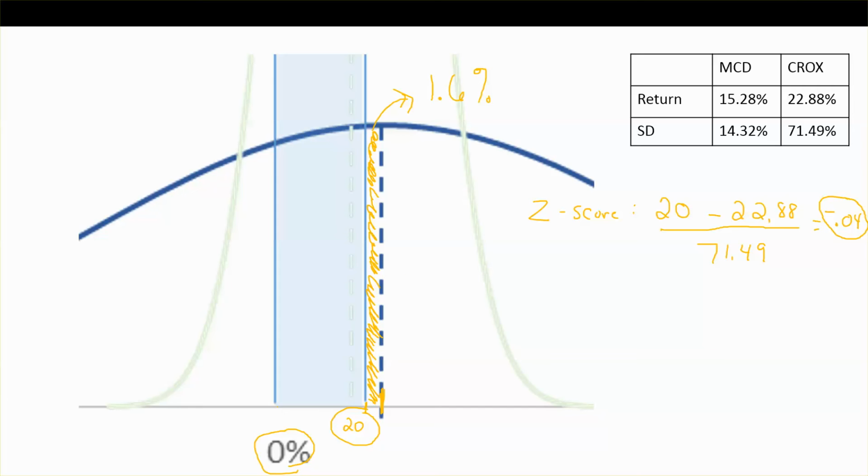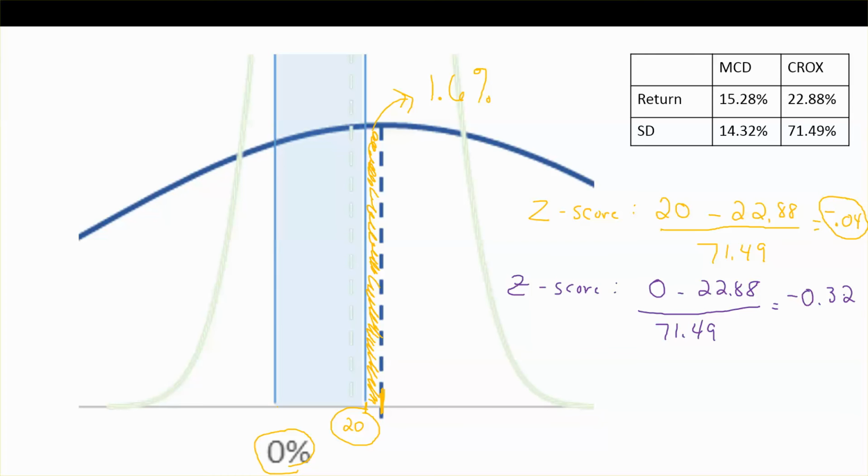To find the area that I do want, I'm going to change colors again. I'm going to solve for the z-score of my second desired number, which was 0. So I'm going to go 0 minus 22.88. That's the mean. Divide by the standard deviation of 71.49. I get another negative z-score. This time it's a negative 0.32.